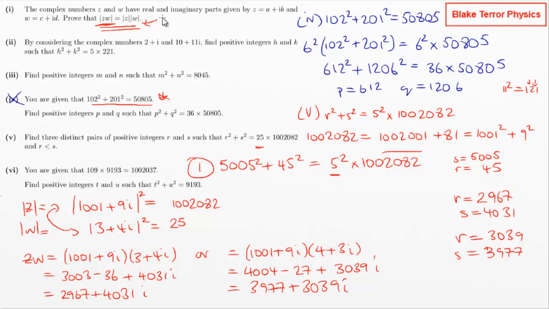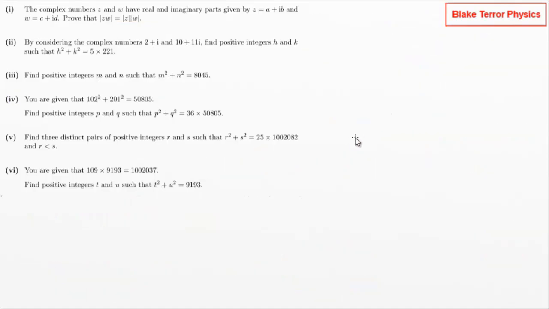We're just following this same thing that we had in part one. We've done the same thing in every part of the question so far. So that's all right. We've got one bit to go. You are given that equal, okay, we've got the same sort of pattern here. We've added a 36 on the end. Find positive integers t and u such that t squared plus u squared times 109 is 9193.